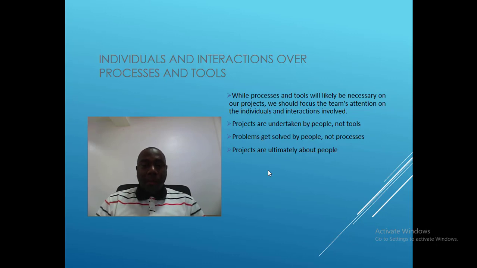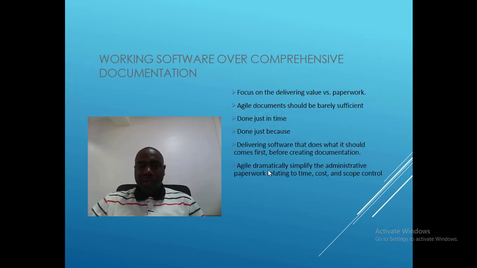Problems get solved by people, not processes. Projects are ultimately about the people. So Agile emphasizes the importance of individuals and interactions. Tools are required. Processes are good to be put in place. But much more than that, for your project to be successful, the individuals that will be getting it done and their interaction are of equal importance.